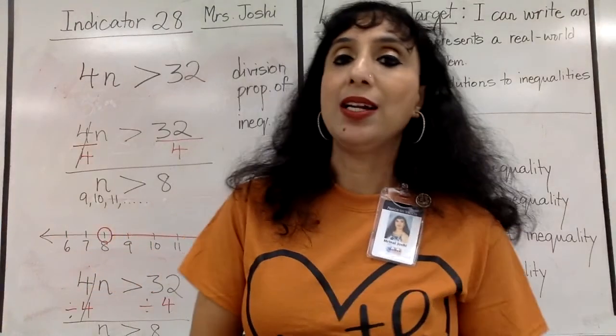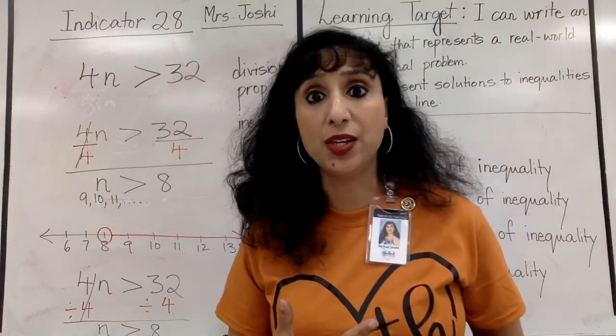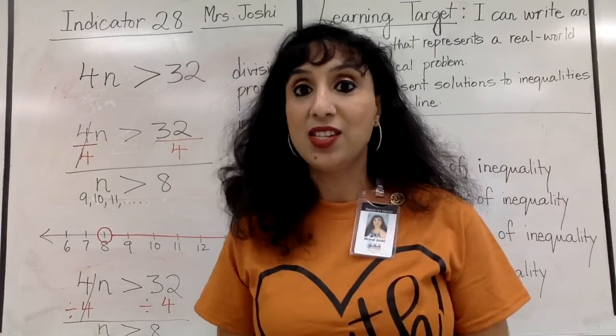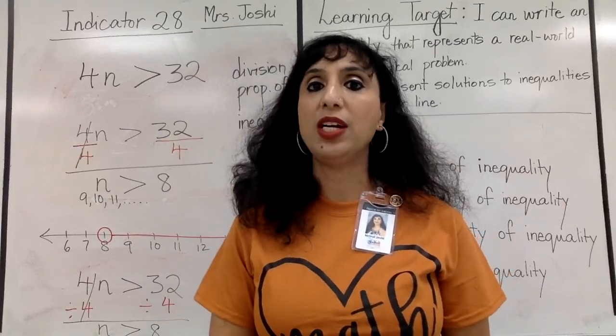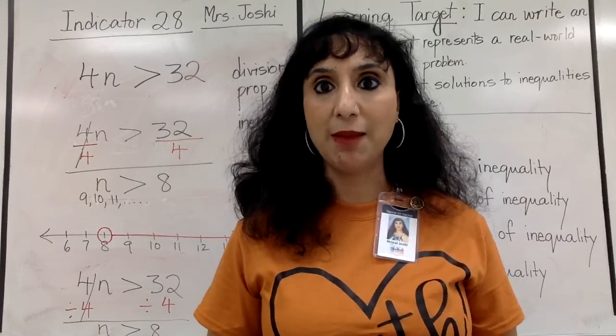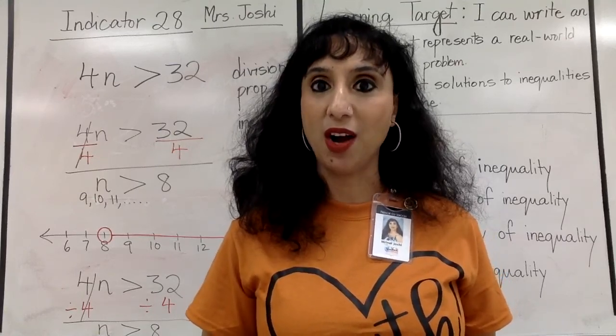All right, so this concludes indicator 28, and this concludes our unit 7. So all about equations and inequalities. It's really simple. Just be careful, do these simple steps that I'm teaching you, and you will not go wrong.